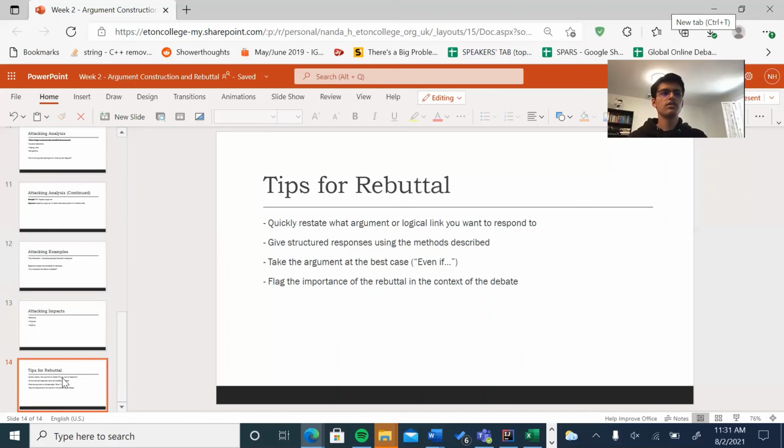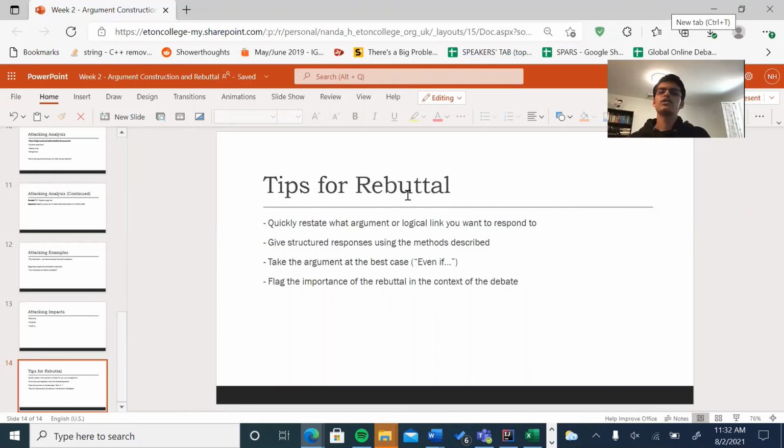Another thing that you should do once you've mastered this is take the argument at the best case. Talk about why, even if the argument is true, why its impact might not be very important. And this is something that's very useful because in the end, this is a game and you need to hedge your bets. The judge might not believe your first response. They might think, actually, no, they didn't do a good enough job demonstrating why this argument is untrue. So by giving even if responses and saying, even if the argument is true, it's still unimportant, that means that the judge has a better chance of believing you because even if they don't believe your first response, if they believe your second response, then you still are able to take down the argument.